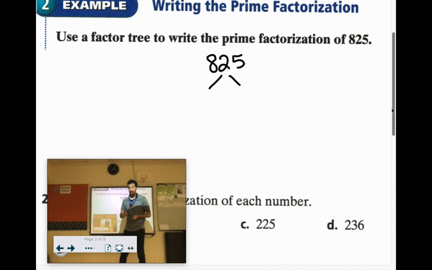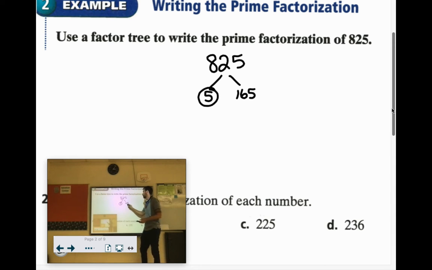I know that 5 goes in there. So let's see. 825 divided by 5 is 165. So I'm going to break it up into 5 and 165. Now here's something I personally do to make sure that I keep track of all my prime numbers at the end. Once I get a prime number, I circle it just so I know that branch is done.